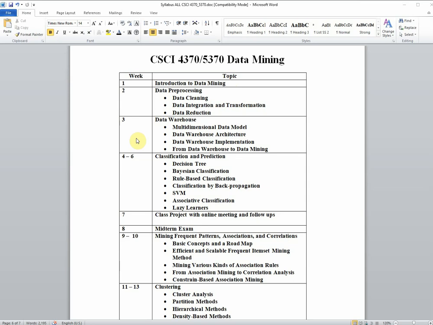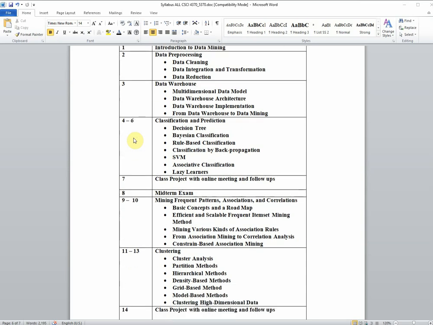Then we will study data warehouse. Data warehouse has many interesting things, and it's going to be very different from our daily transactional database. So we want to make sure we understand the difference between that. After that, we will study the first important topic in data mining, which is classification. There are many different classification algorithms that can be learned from it, and so we will talk about those things one by one.